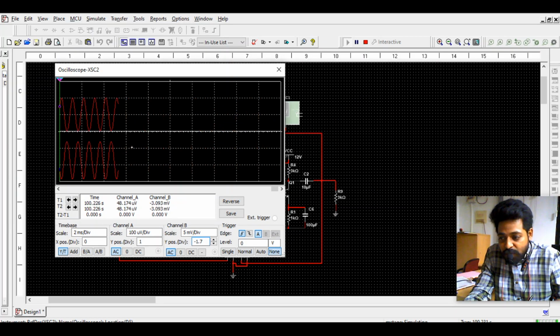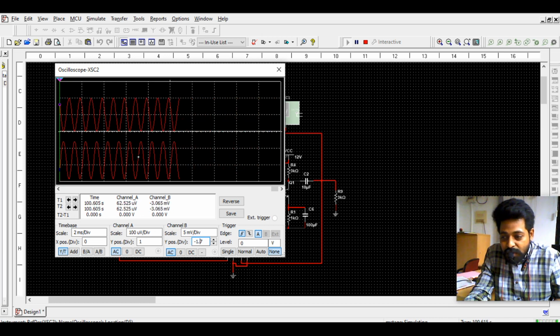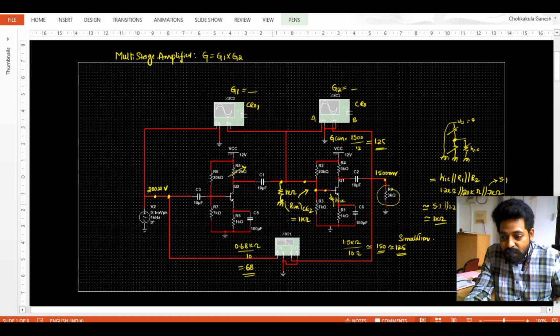So there will be 2.2 divisions into 5 milli. This will be the strength of 5, this will be the strength of 5, it's around 10 milli. So with the extra 2, it's around 12 millivolts. As we expect 12 millivolts over here, I will be getting 12 millivolts over here also. So from channel A and channel B, if I calculate the gain practically, we got a gain around 125.